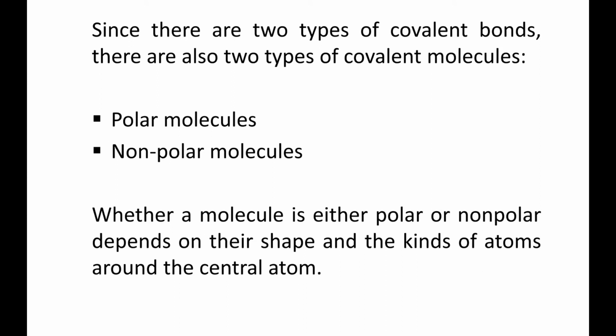Okay, since there are two types of covalent bonds, it only makes sense that there are also two types of covalent molecules. So not only do we have polar and nonpolar covalent bonds, but we have polar molecules and nonpolar molecules. Now, whether a molecule is polar or nonpolar depends on its shape and the kinds of atoms around the central atom. It doesn't have anything to do with the electronegativities. That just tells you whether a bond is polar.